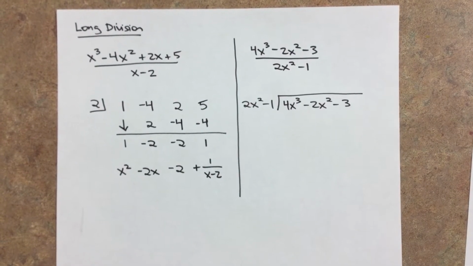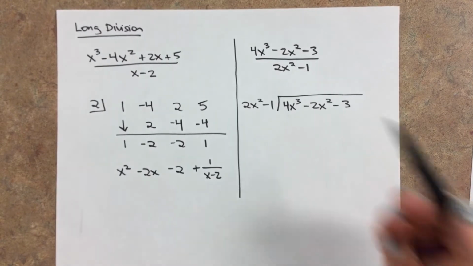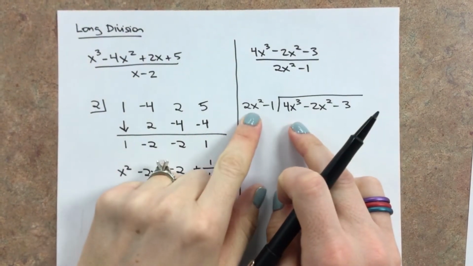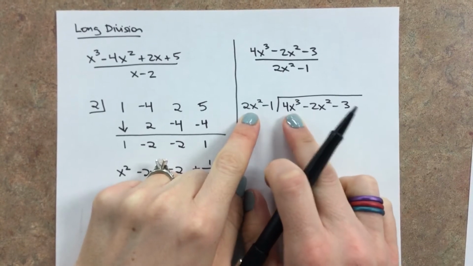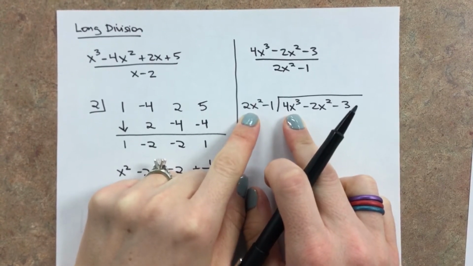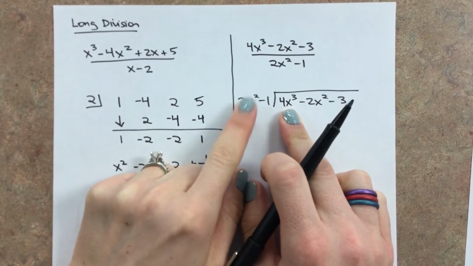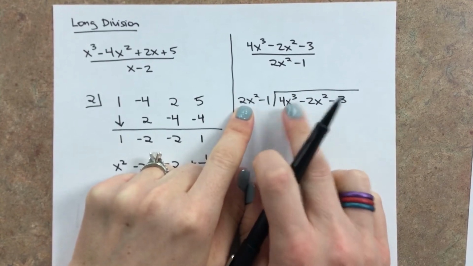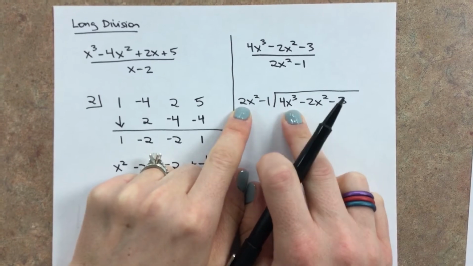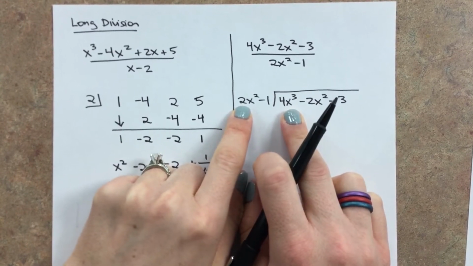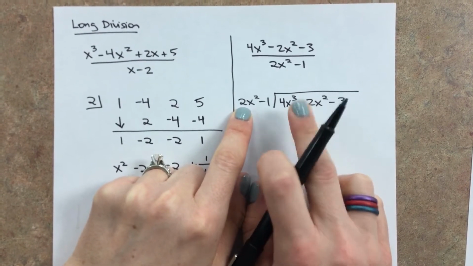So I'll remind you guys, it's probably been a few years since you've seen it. So you take this term, basically just the one term right here is your focus, and you try to divide it into this term. And by divide, I mean, what does this have to multiply by in order to result in this? So 2x squared times what gives me 4x cubed, and that would be a 2x. 2x squared times 2x would give me this.